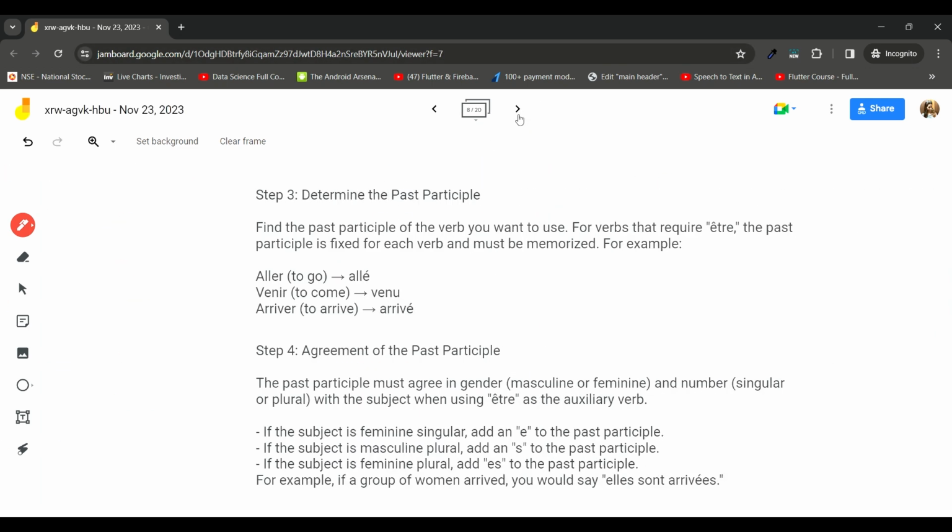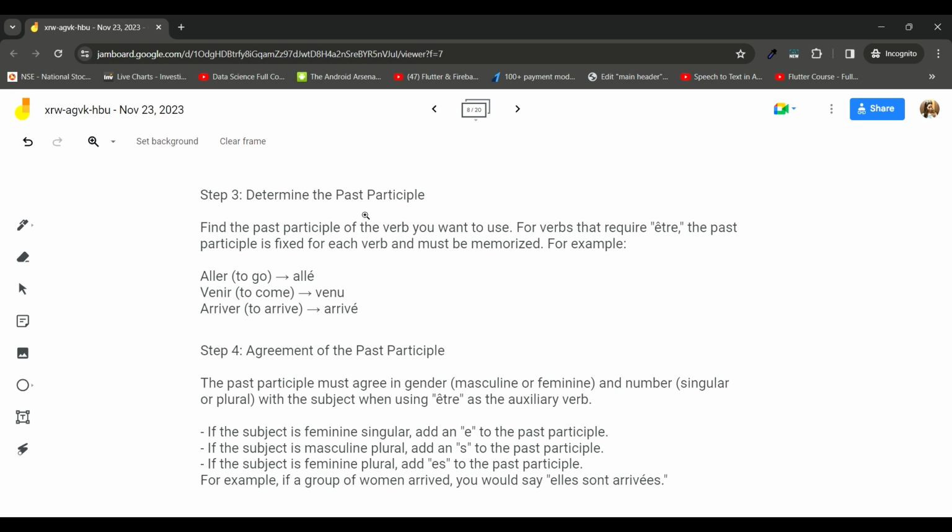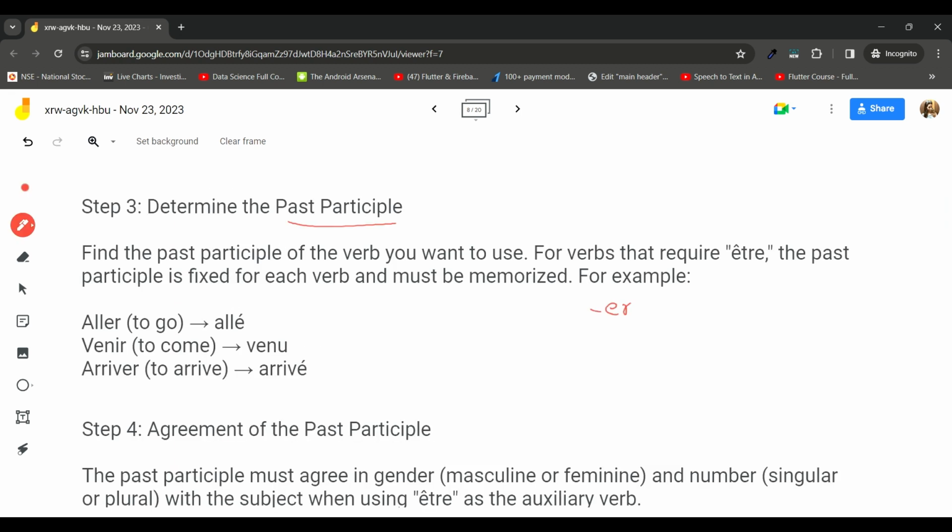Now, once you have done all of this, you need your past participle. Usually, ER verbs, you will remove the ER, add é with an accent. IR verbs, you remove IR, add I. RE verbs, you remove RE and you put a U. But there are some verbs again that you need to actually memorize. For example, aller is allé, past participle. Venir, although it's an IR verb, you write venu for it. Arriver is your normal arrivé, right? It depends totally if you are conjugating it in a regular way, or if it has some irregular components to it.